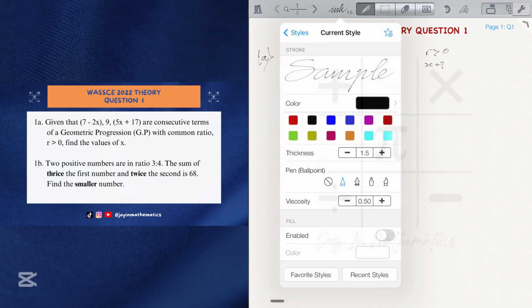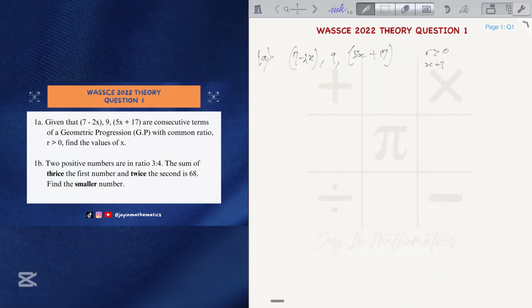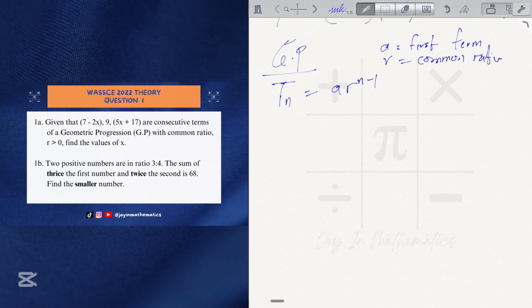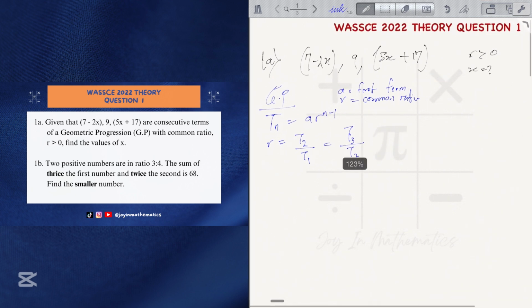If this is a geometric progression, then we will recall that the nth term of a geometric progression is ar raised to power n minus 1. This is the nth term, a is the first term, and r is the common ratio. The common ratio is simply the second term divided by the first term, or the third term divided by the second term.